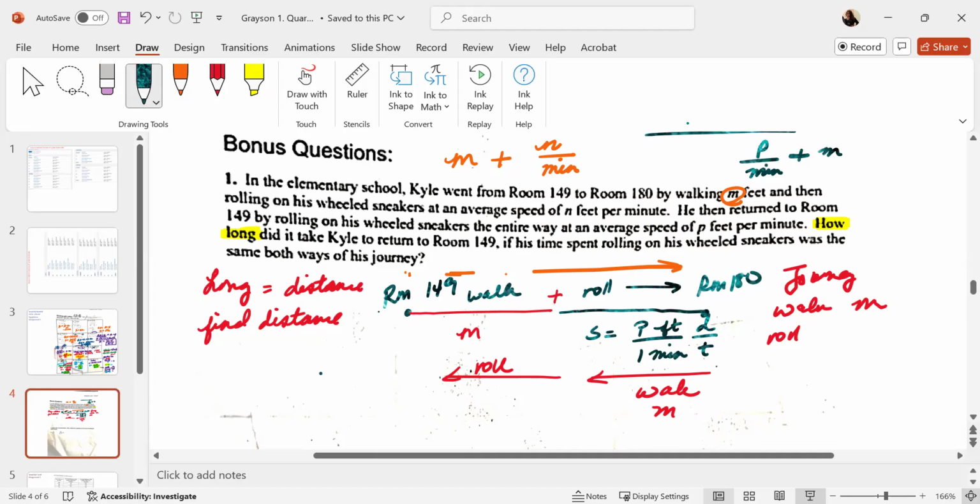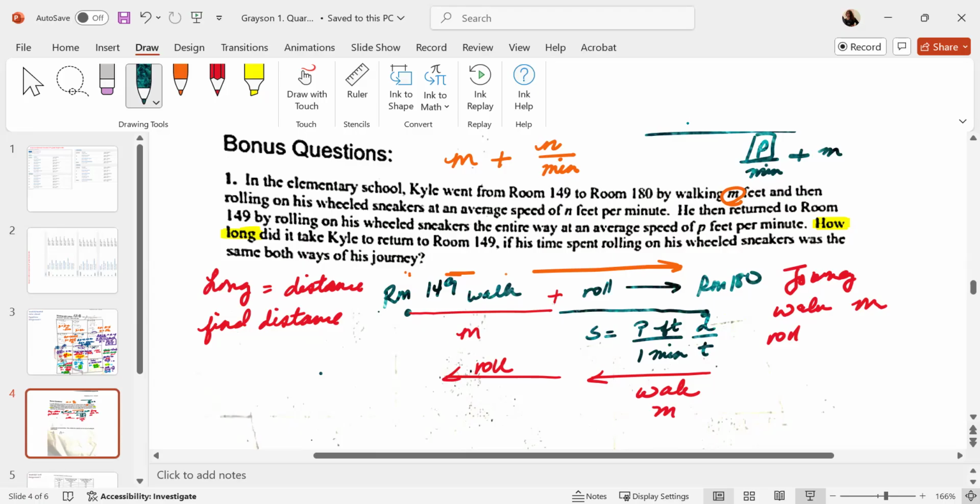So I think I'm gonna have to do something like this, but then set it equal to each. Do you see that? It's asking you to find the distance both ways. So how long did it take to return to the room? It's asking for the return, which is P, because that's the distance, right? Return. Solve for P.